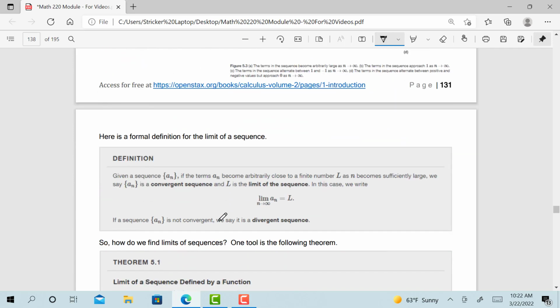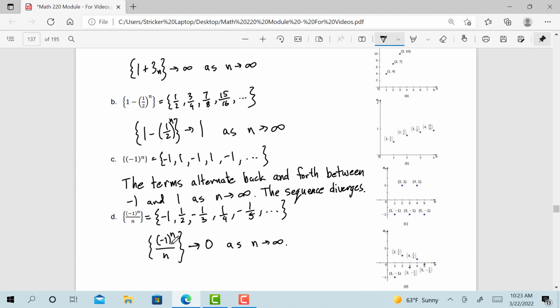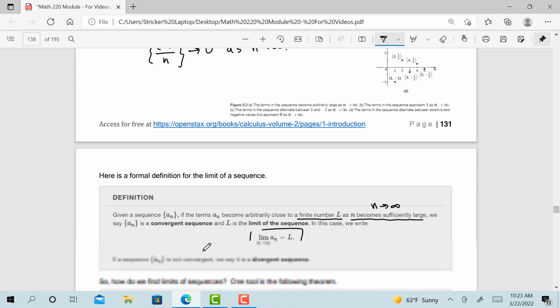So let's go ahead and now give a formal definition for the limit of a sequence. Given a sequence a sub n, if the terms a sub n become arbitrarily close to a finite number L as n becomes sufficiently large, as n approaches infinity, we say that a sub n is a convergent sequence, and L is the limit of that sequence. So that's why D is a convergent sequence, because the terms of the sequence approach a finite number, 0, as n gets large, as n approaches infinity.